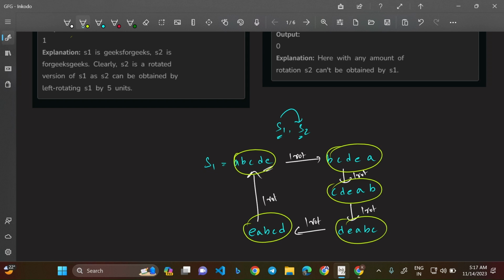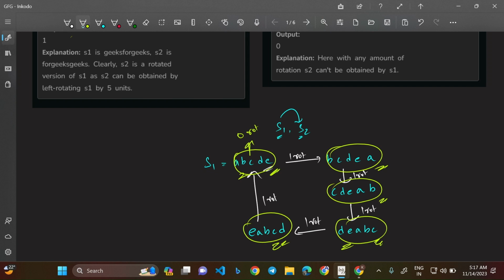Very clear, very evident. So I just need to make sure I could form S2 by rotating S1. So what are all the strings that you are able to form after rotating S1 by some units? You're able to form this, this, this, this, this. That's it. Only 5. So this is the case of 0 rotations. Okay, 0 rotations is also possible. So this is 1 rotation, this is 2 rotations, this is 3 rotations, this is 4 rotations, and this is 5 rotations or 0 rotations. All right, so 0 or 5 or 10, anything, it's fine.